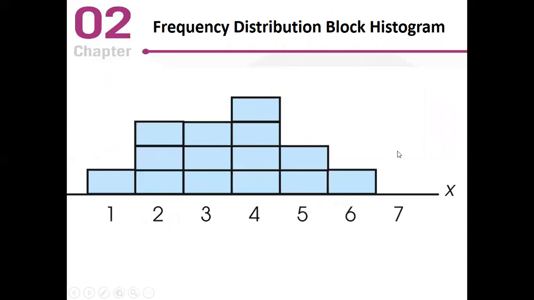If you have a really large set of data, this might not be the best way to go because you're going to have to put in hundreds of blocks. But for a small set of data, this can be pretty efficient. You don't see these as commonly as regular histograms, but they are out there sometimes.